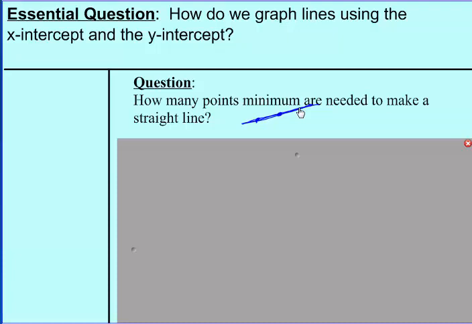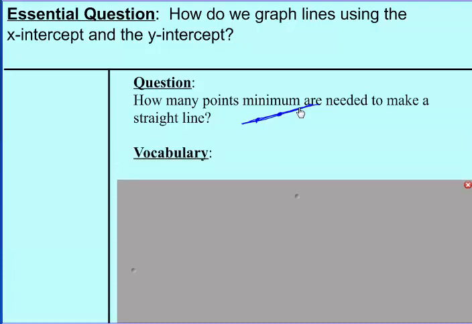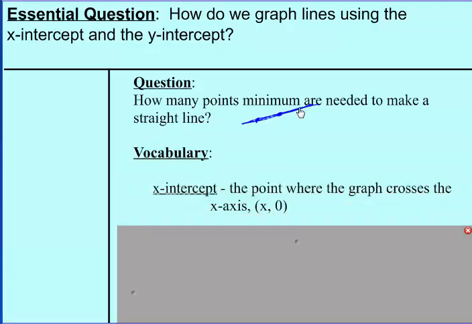When you're graphing, I typically ask you for a few more points to make sure your line is nice and straight throughout the graph. But we could use 2 points, like the x-intercept and the y-intercept, plot just those 2 points, and then draw a line going through them. Let's take a look at some vocabulary and definitions.